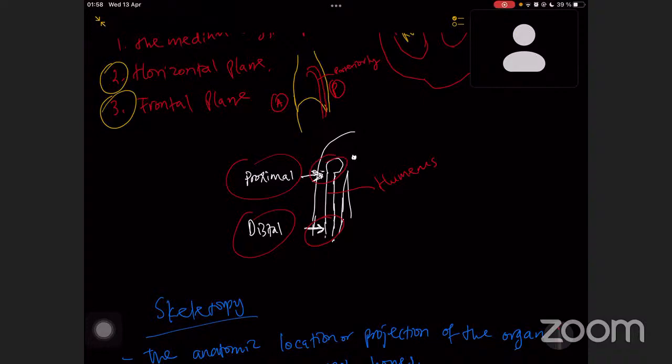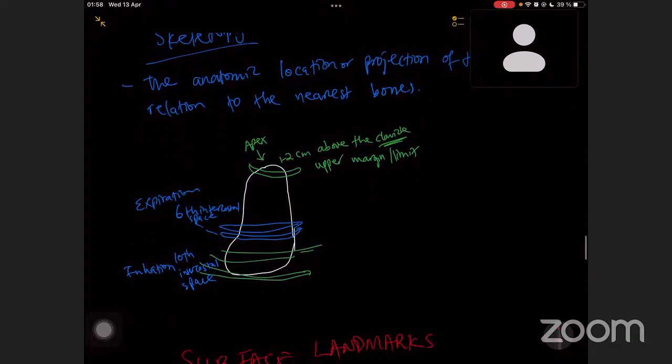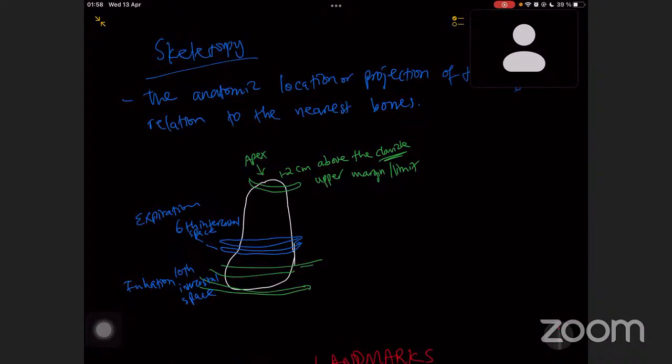Also, then we move on to Skeletopy. What is Skeletopy? Skeletopy is the location or the projection of an organ in relationship to the nearest bones, right? So what are the nearest bones close to that region? In other words, we are looking at the margins, the limits of the organ. What are the bones that form the borders of that organ?